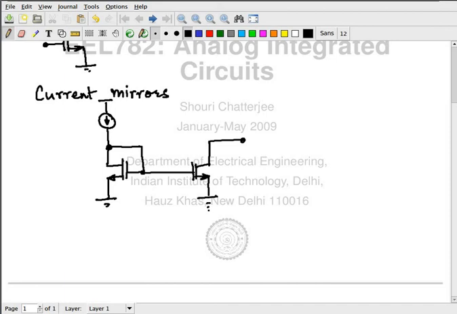Why am I calling it the basic current mirror? Because the current source here has only one transistor. So this is the rudimentary current mirror. Suppose both of these MOSFETs are identical in terms of geometry, width and length. Both of these have a width of W, length of L. And suppose I'm pushing I through one of the MOSFETs, then what is going to happen?